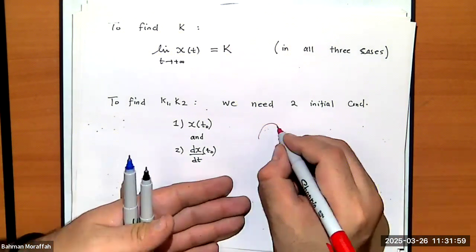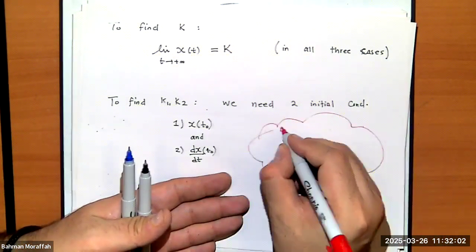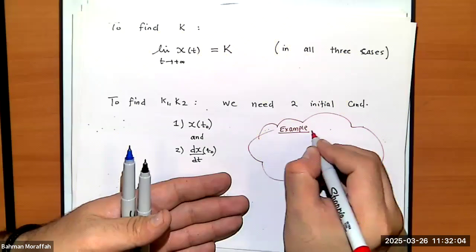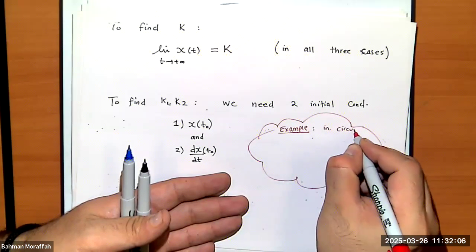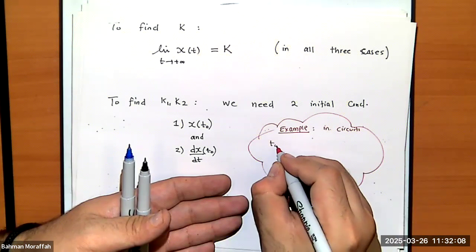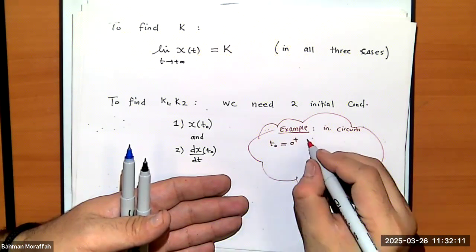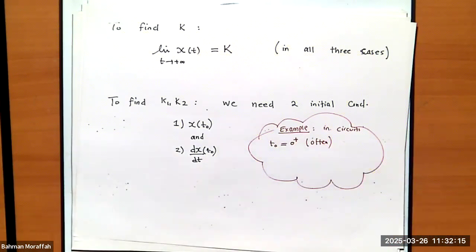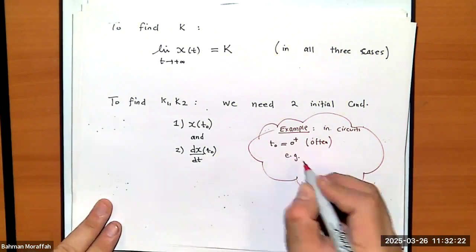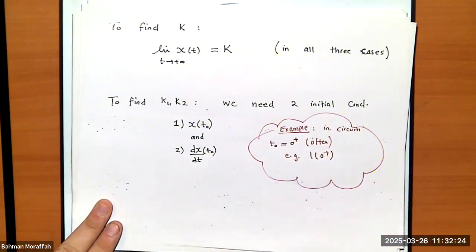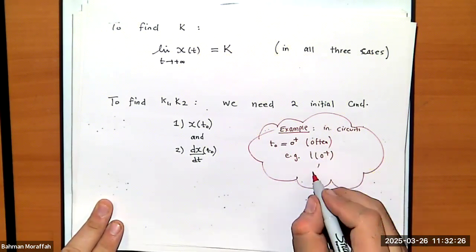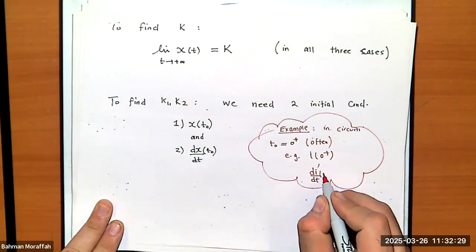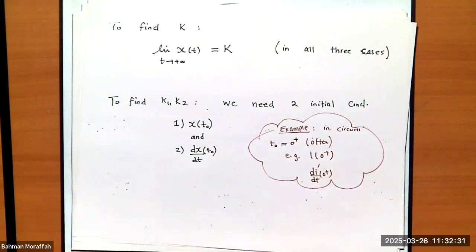So for example, in circuits, t naught is often 0 plus. And this x can be anything, right? It can be some current, it can be some voltage, it can be anything. So let's just say, for example, it is current. So I need to know the current at time 0 plus. And I need to know di/dt evaluated at 0 plus. Right?